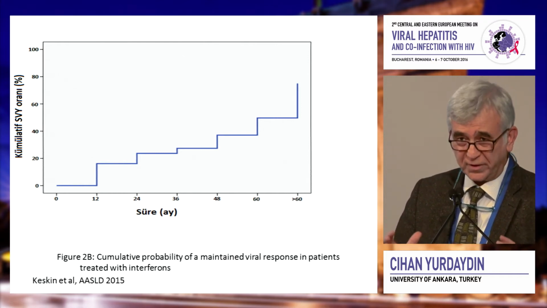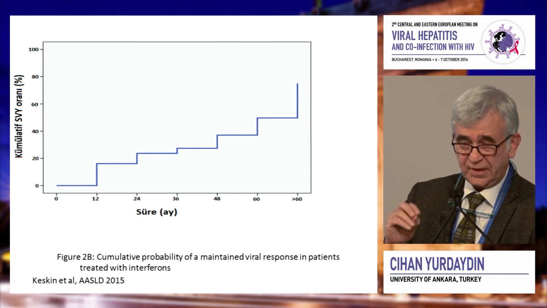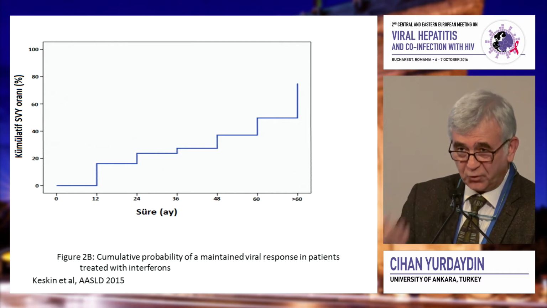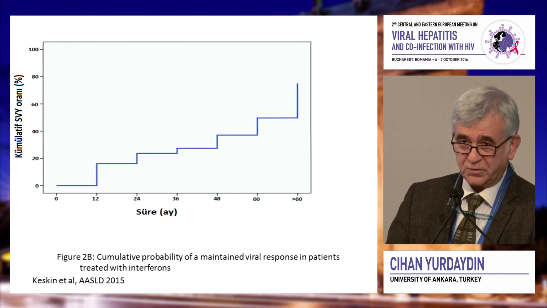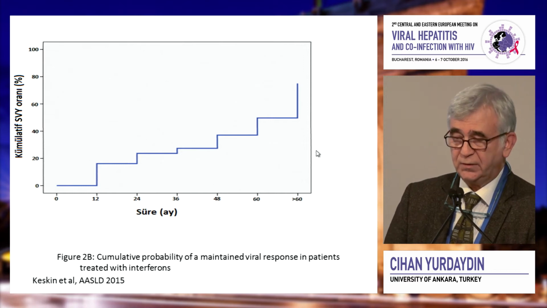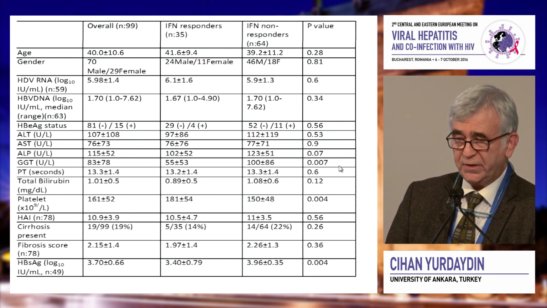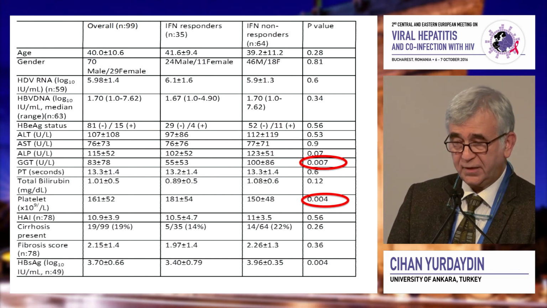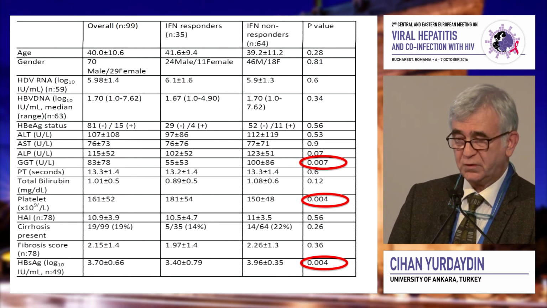Of course, this is an overestimation because you have to consider that patients who respond somehow will be more likely to be motivated to receive another course of treatment, whereas those who have no response whatsoever will not be motivated to receive further treatment. But in terms of interferon responders versus non-responders, patients who had low GGT, high platelets, and low surface antigens were more likely to be responders to treatment.